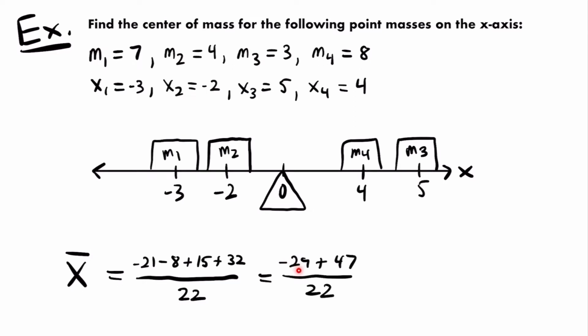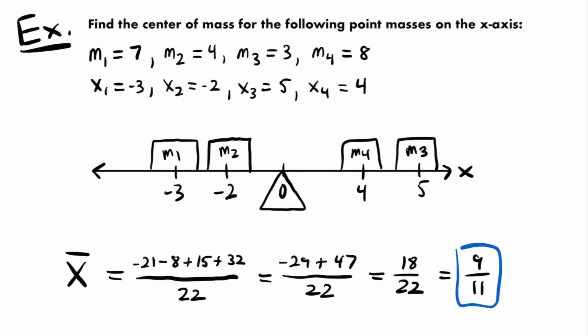Now, negative 29 plus 47 is equal to positive 18. So this is equal to 18 divided by 22. And that can be reduced by a factor of 2 in the numerator and denominator, and so this is equal to 9/11ths. And so the center of mass for this system of masses along the x-axis is 9/11ths.